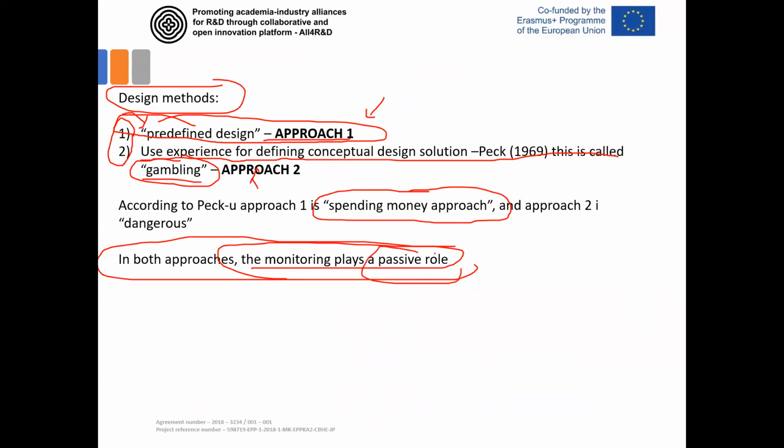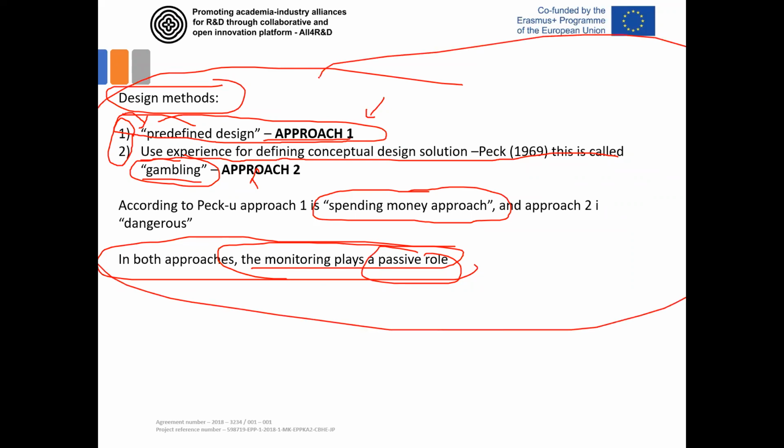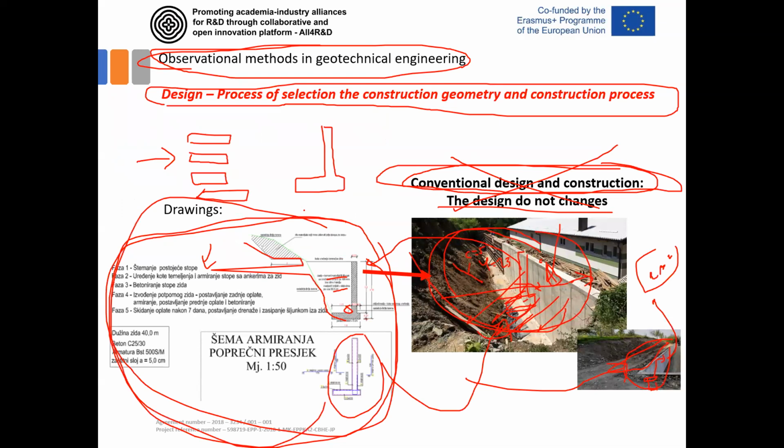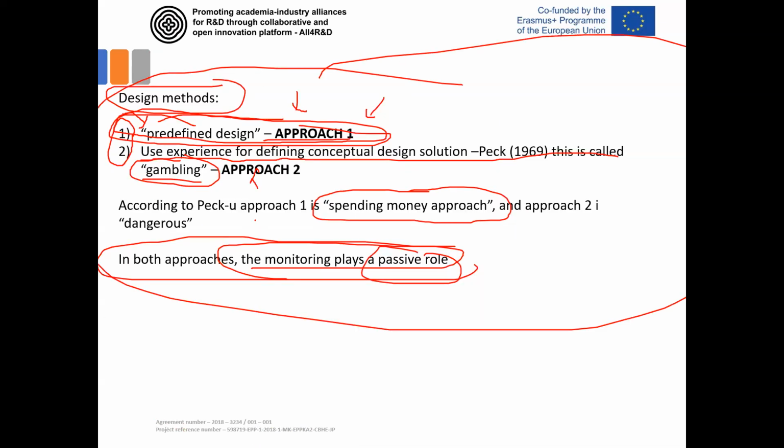But for this retaining wall, the monitoring would play the passive role. Not in the observational method design. There, the monitoring is really active. Any information we receive from the monitoring during construction, we use as input for an additional, updated design. But first of all, I'm now concentrating on the traditional design approach. What we usually do in practice is this: we have a predefined design. We define everything, and then the construction follows what we define according to some assumptions.